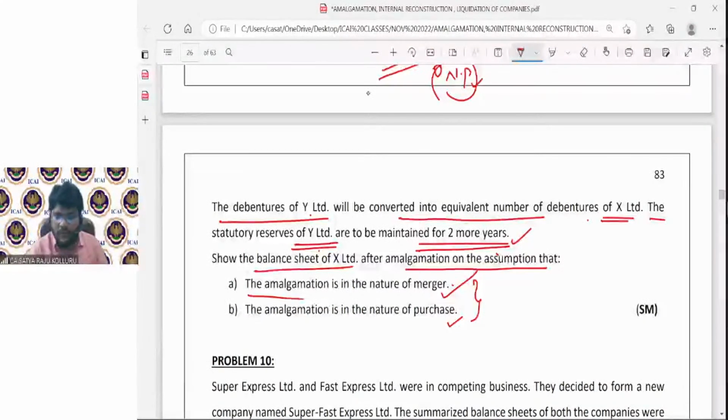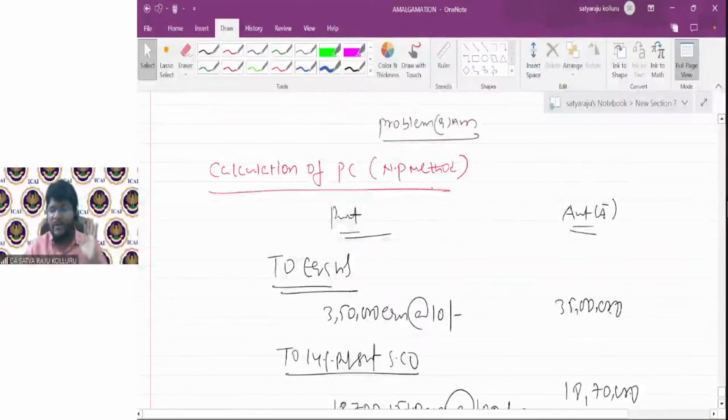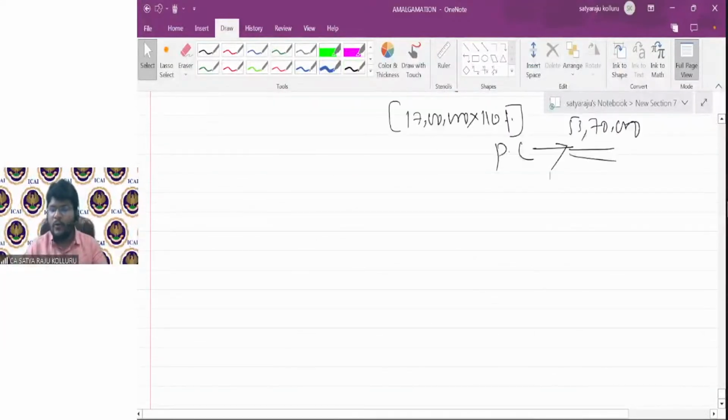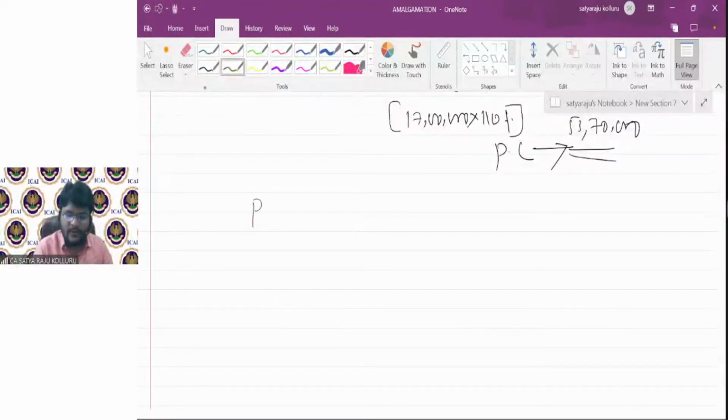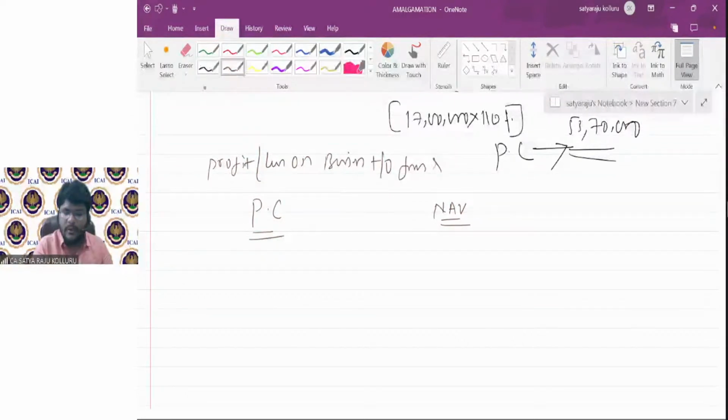Now, first all of you, please concentrate on the first point. That is, if the amalgamation is in the nature of merger. We already calculated the PC, right? Now, before going for balance sheet, what I should check, I will compare purchase consideration with NAV. That is whether I am getting profit or loss on business taken over, on business taken over from Y Limited, sorry, selling company Y Limited.